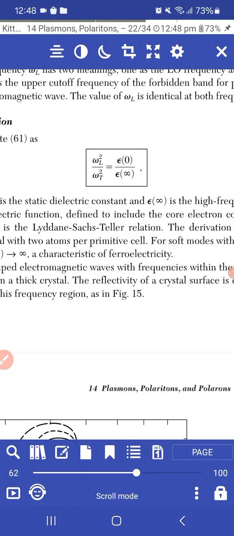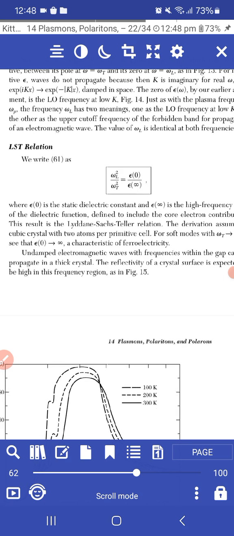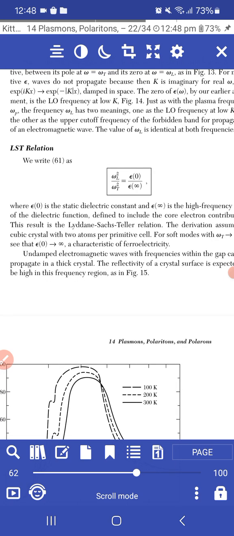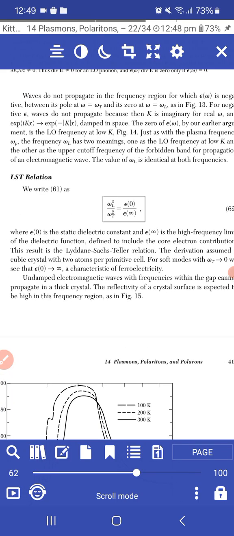is equal to epsilon 0 by epsilon infinity. Epsilon 0 is the static dielectric constant, and epsilon infinity is the high frequency limit of the dielectric function, defined to include the core electron contribution. This result is the LST relation, Lyddane, Sachs, Teller.